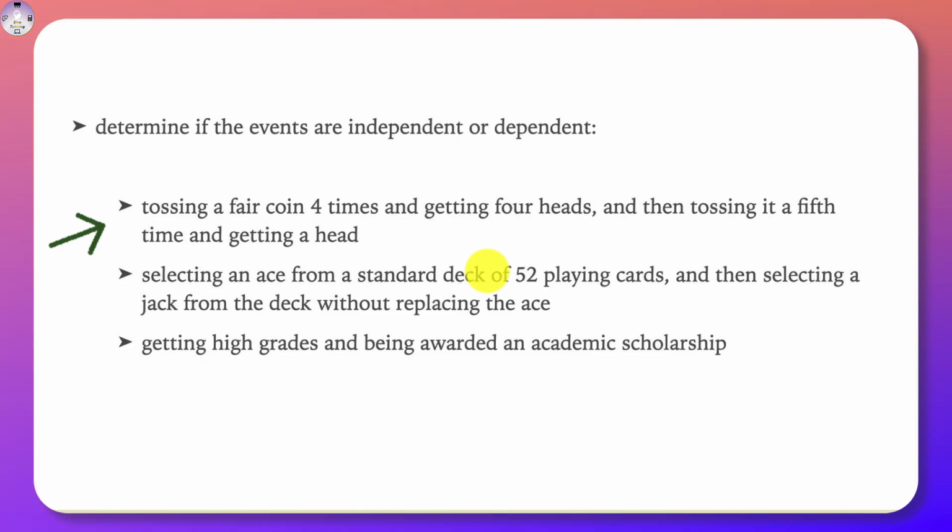So tossing a fair coin 4 times and getting 4 heads, the probability of each one of those getting heads was 50%. We did a problem in a previous video like this one, just not this many flips. So then when you toss it that 5th time after already getting heads 4 times, you're equally likely to either get a head or a tail on that last flip. So these are independent events. The first 4 flips do not affect that 5th flip at all.